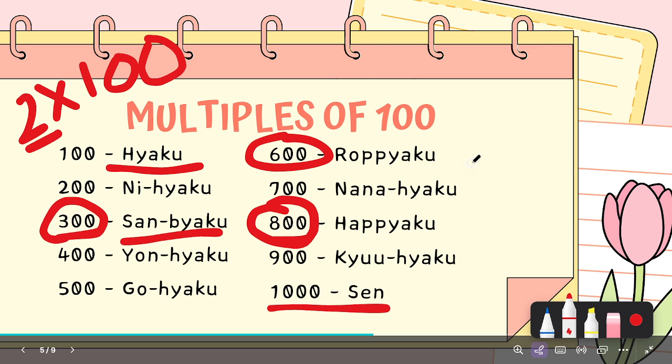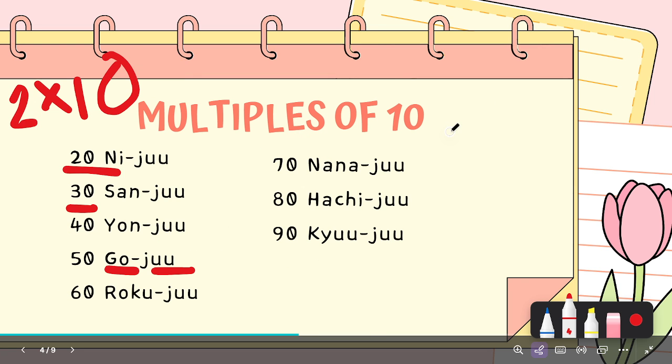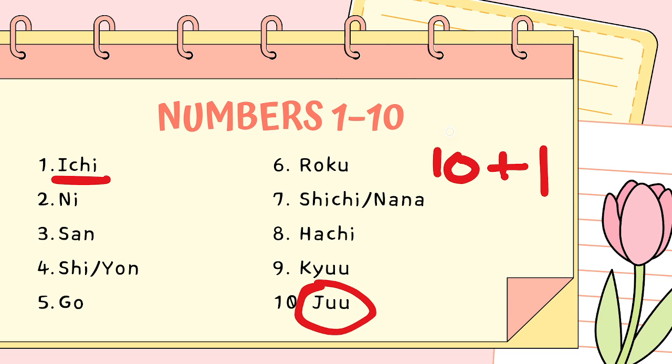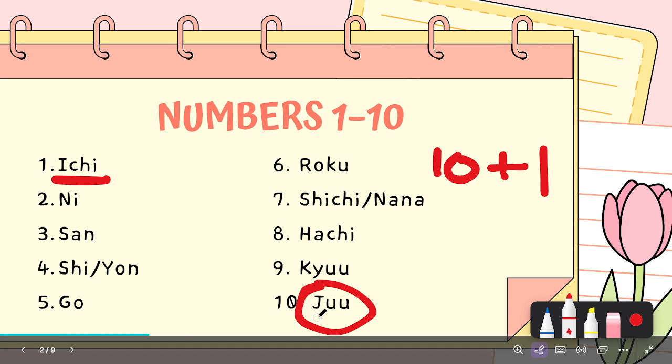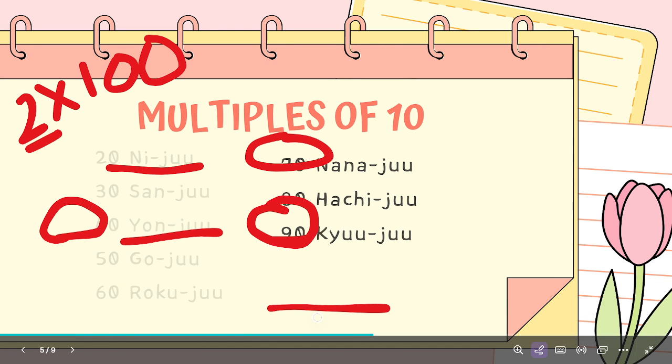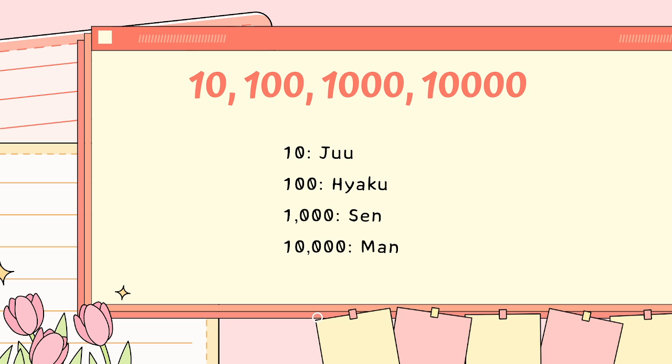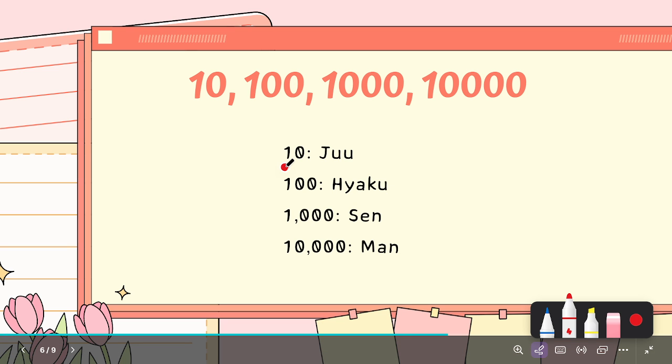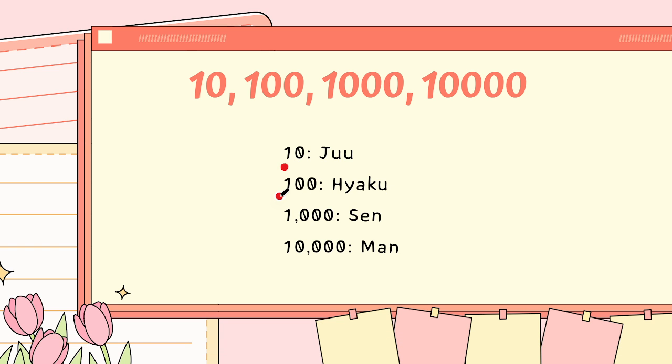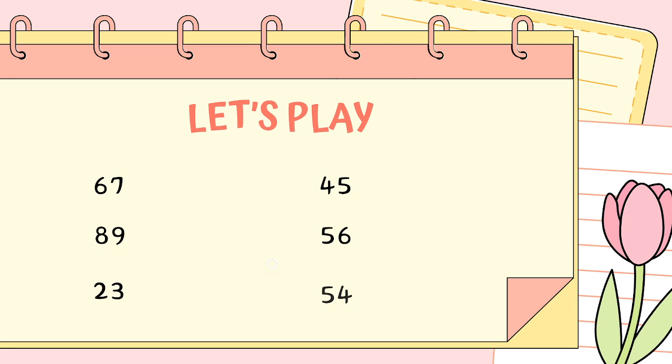For 10 we have ju. Now here I have one slide of this. For 10 we have ju, for 100 we have hyak, for 1000 we have sen, and for 10,000 we have man. Now we will do some practice activity.